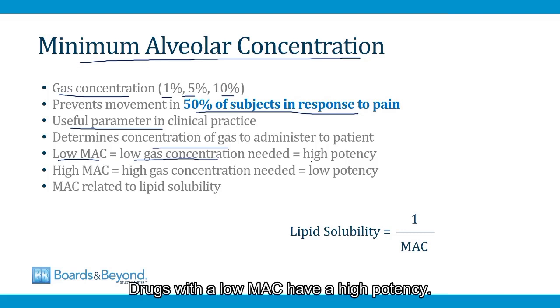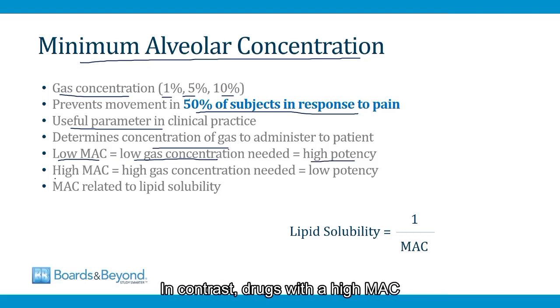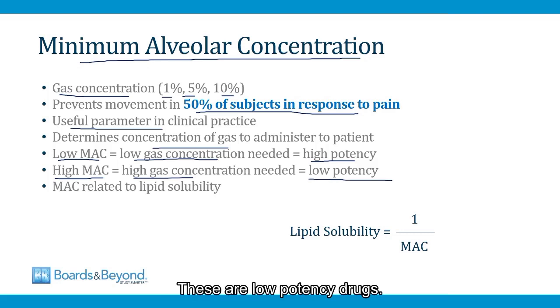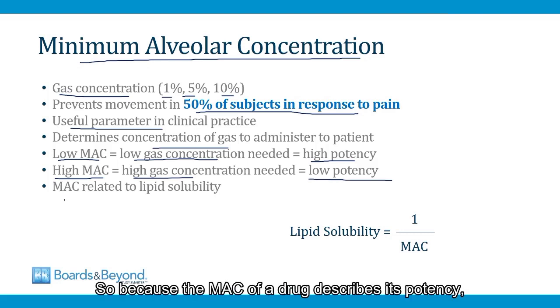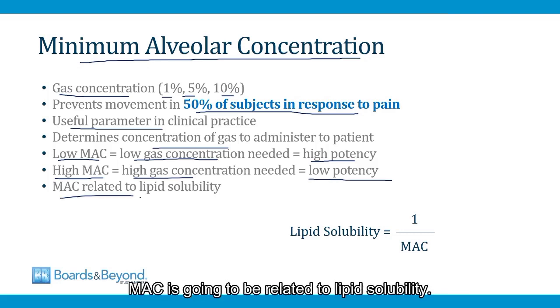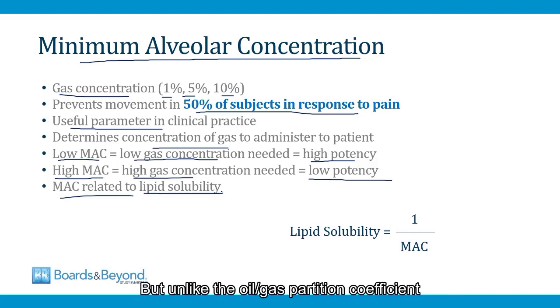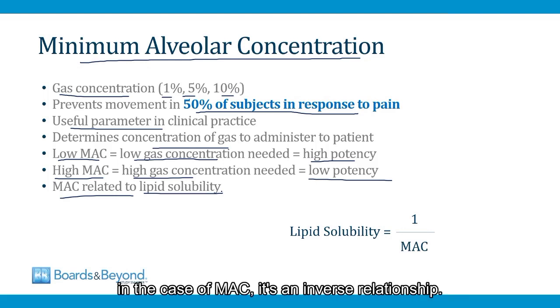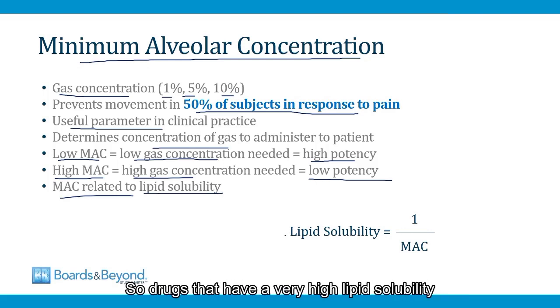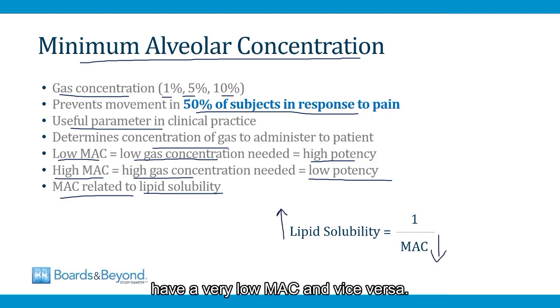Drugs with a low MAC have a high potency. In contrast, drugs with a high MAC require a high gas concentration to achieve an anesthetic effect. These are low potency drugs. So because the MAC of a drug describes its potency, MAC is going to be related to lipid solubility. But unlike the oil-gas partition coefficient, where the higher the coefficient, the higher the lipid solubility, in the case of MAC it's an inverse relationship. So drugs that have a very high lipid solubility have a very low MAC, and vice versa.